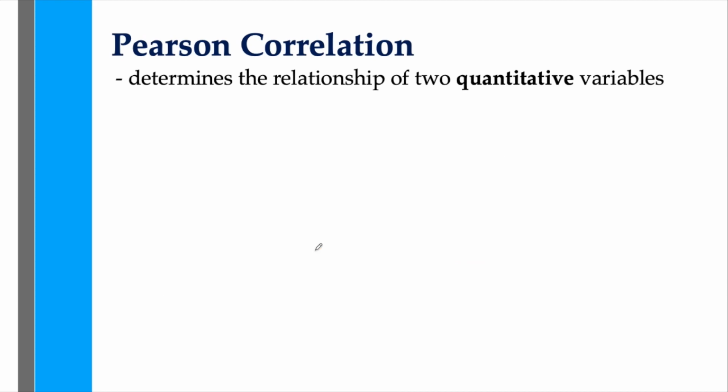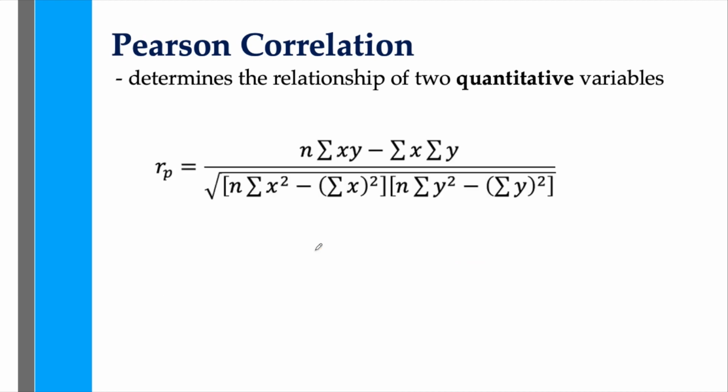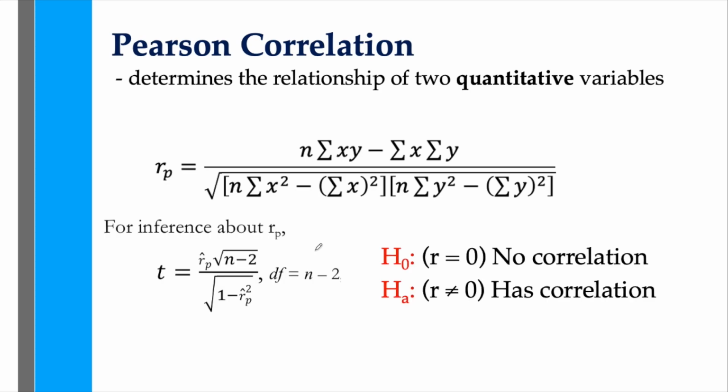Now, the estimate of the Pearson correlation may be computed using this equation. And for inference purposes, meaning you're going to conclude about the population using the sample, you're going to make use of this t-distribution with df of n-2. Note that the null hypothesis implies that the value of r is 0, indicating no correlation or no relationship between the two variables. And on the other hand, your alternative hypothesis is that the value of the Pearson correlation r is not 0, meaning x and y are correlated.